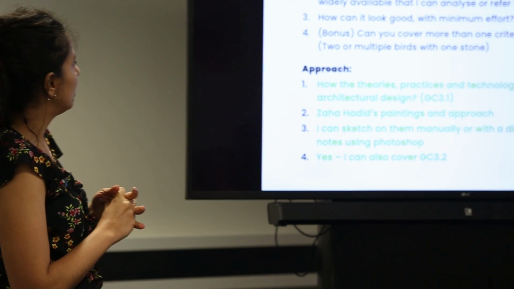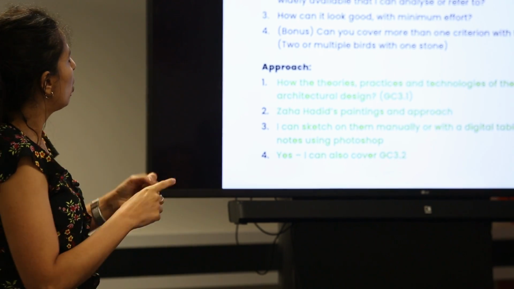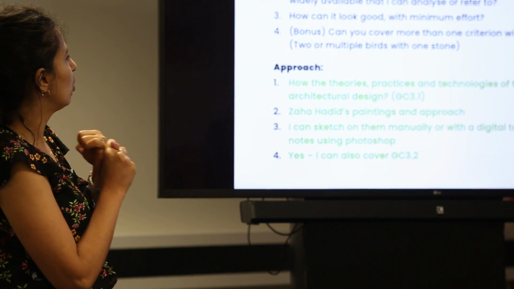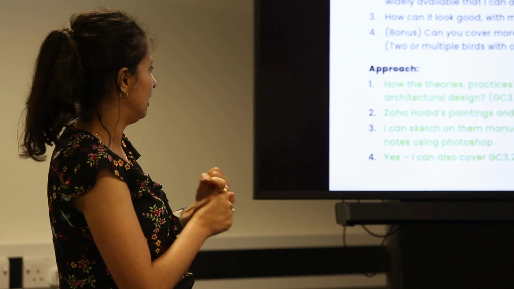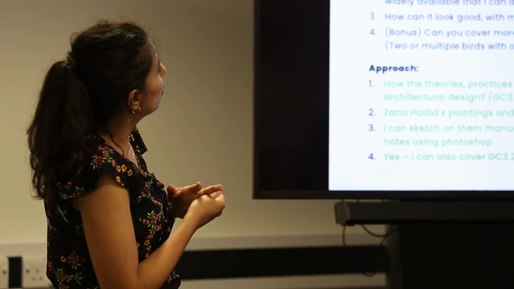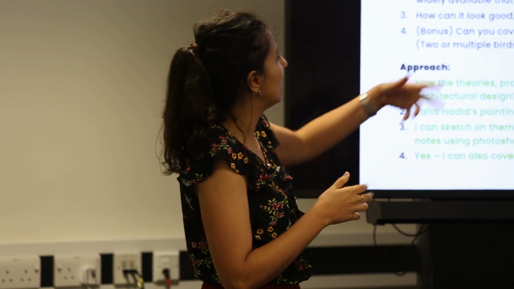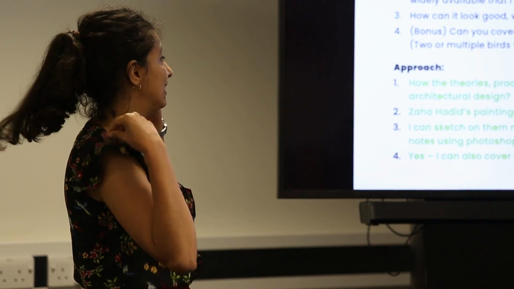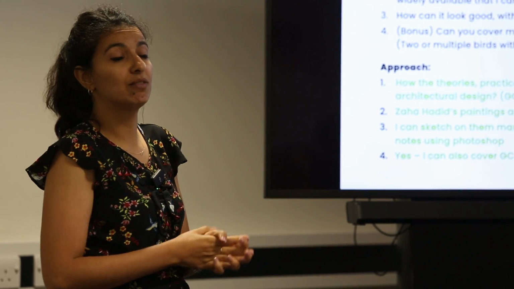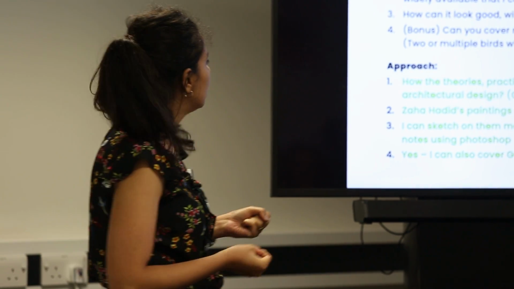And the answer to this question in this particular example is yes. What do I need to show? I need to show how the theories, practices, and technologies of the arts influence architectural design, so GC 3.1. What material do I already have? I didn't have anything, so what material is widely available that I can analyze or refer to? Zaha Hadid's painting and approach, that's widely available online, and that's something I can just grab and analyze.